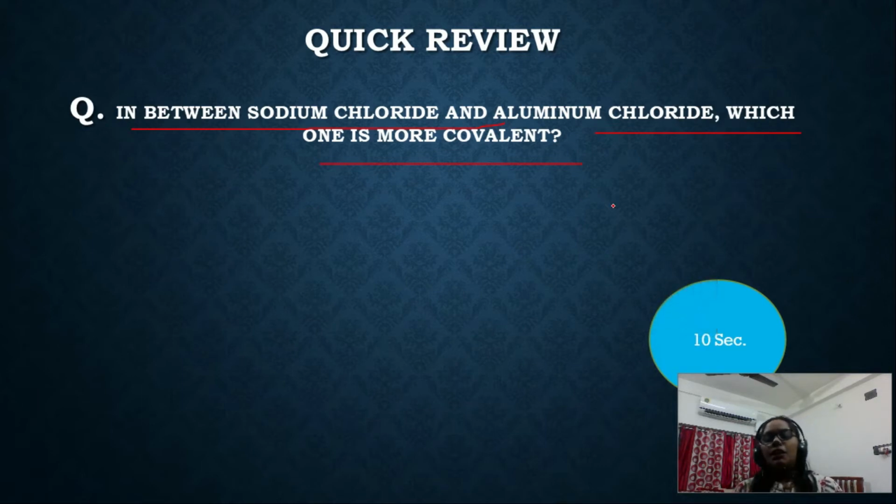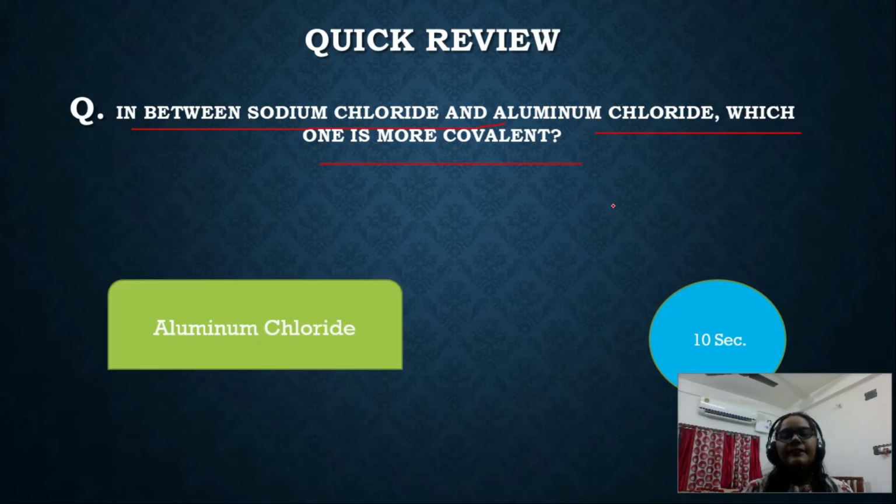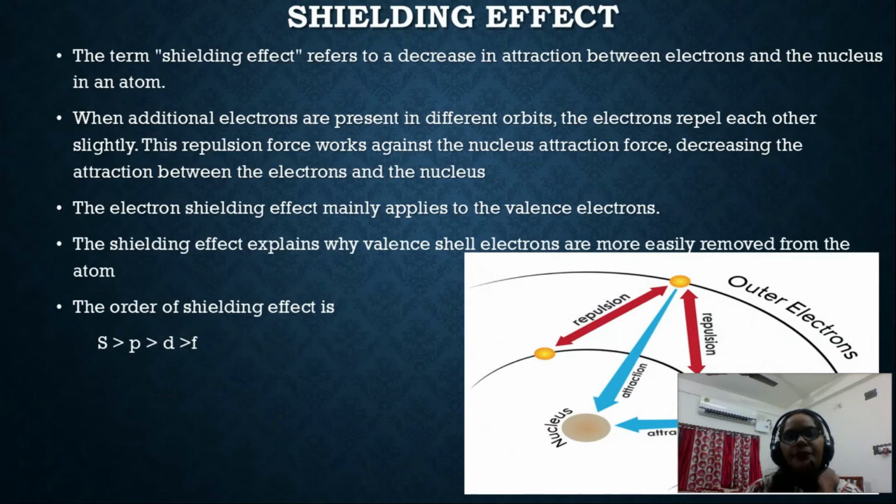So your time is over, and obviously the aluminum chloride has a higher covalent character, higher tendency to make the covalent bond than the sodium chloride. Okay, already I have seen this in the previous slide. Next, this is our today's topic, that is the shielding effect.